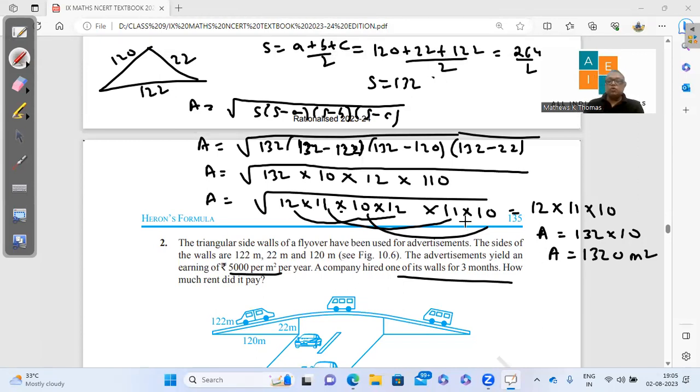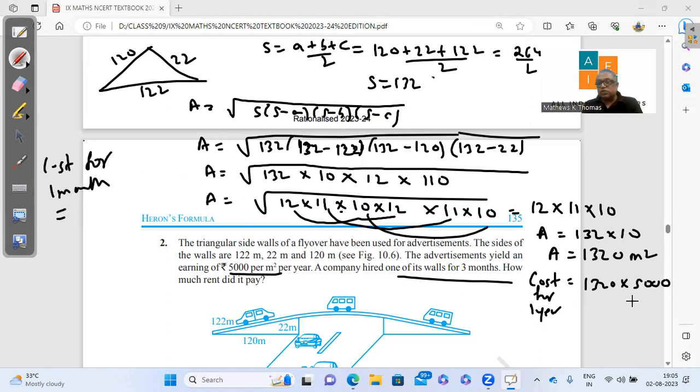Now we'll find out the costing. Now the cost is 5,000 rupees per meter square per year. So cost for 1 year will be 1,320 multiplied by 5,000. Now we have to find the cost for 1 month. So cost for 1 month will be whatever we have got for the whole year. So this is 1,320 into 5,000. And we know that 1 year has 12 months. So we're going to divide this by 12. We'll get the cost for 1 month. So question is not for 1 month. It is of 3 months.